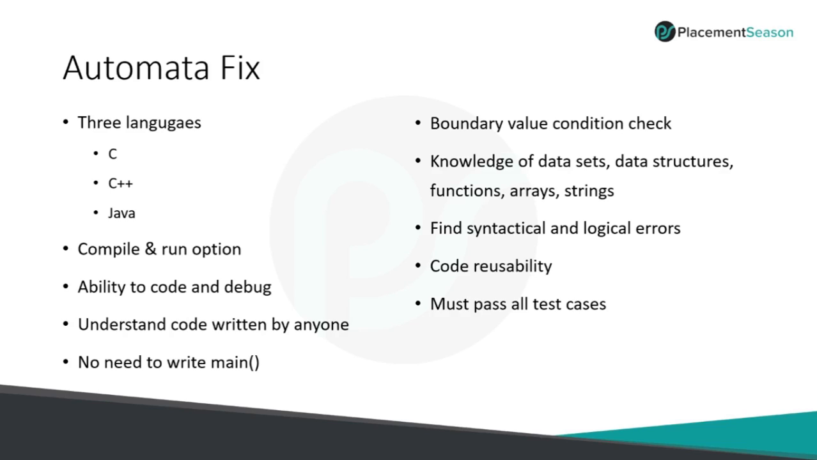Now, on what topics you will be asked the Automata Fix questions and what will you be expected from it? Like in for loops, the boundary values may cause issues. So you're required to check the boundary value conditions. This happens mostly in loops and the control statements. You also have to know about the various data types like int, float, double, etc. and the range of values it can accept.